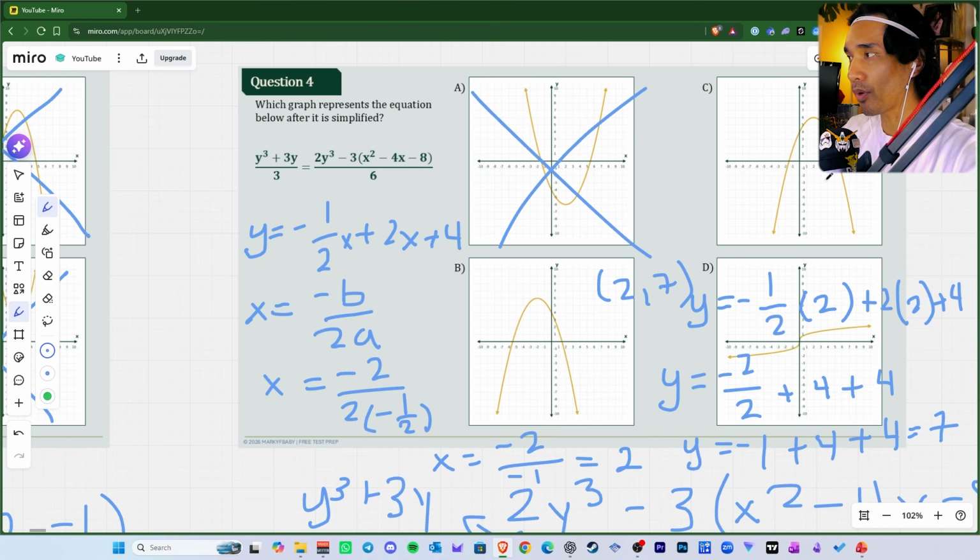This is very important for you too, because you must understand that quadrant 1 has the ordered pairs plus and plus, right? Quadrant 2 has negative and a plus. Quadrant 3 is negative and negative, and quadrant 4 is positive and then negative. You must know that. All right, these quadrants. So 2, 7 is my vertex. Therefore, C is the correct answer.